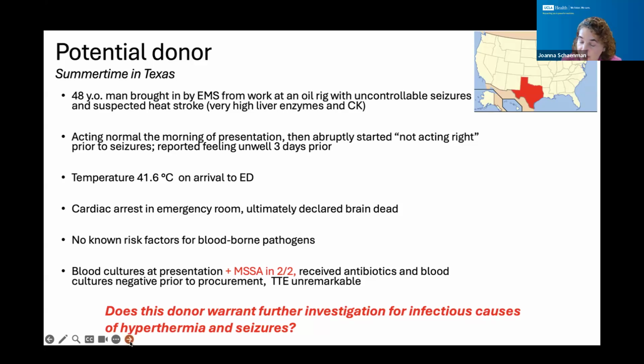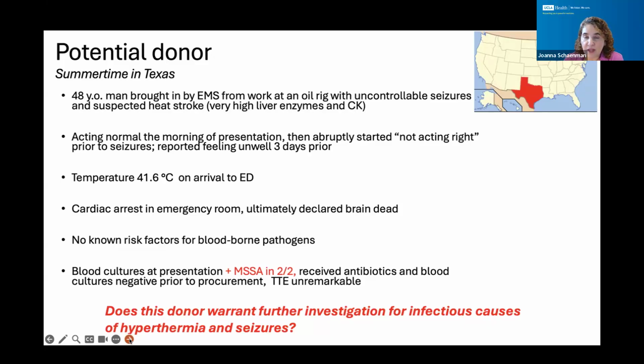So my first thought on hearing this case would be to think about a viral cause, such as West Nile virus, rabies, LCMV, or one of the equine encephalitis viruses, and make sure that there had been a lumbar puncture performed in this donor if possible.